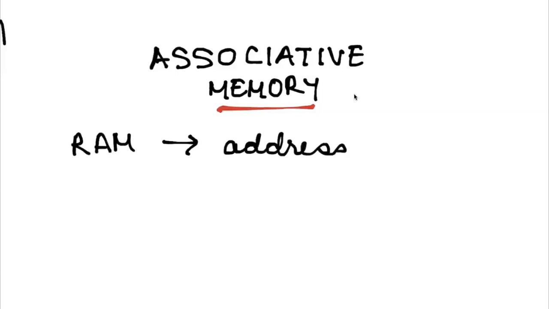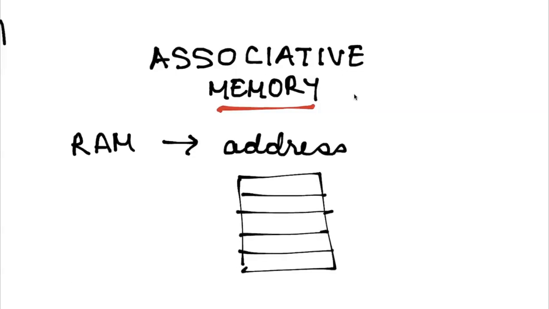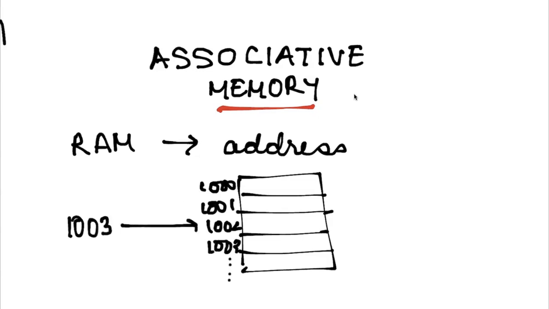Hello everyone. In this video, we are going to look at associative memory. In a regular random access memory, all memory access is via the address. Given a memory with locations like this, and say these are the addresses, 1000, 1001, and so on, any access that we want to make to a memory is given an address. We go to that particular address and then find the word in it.